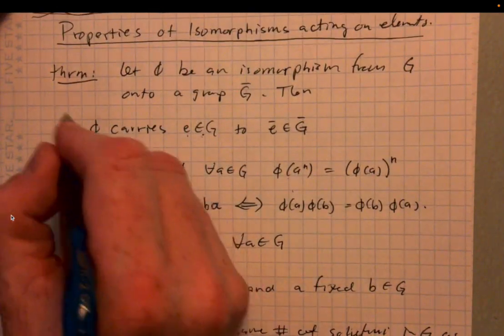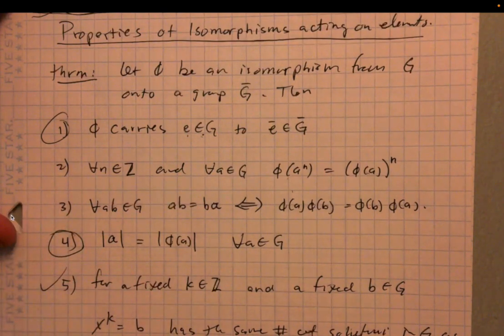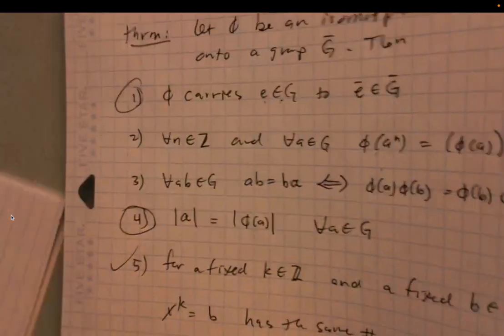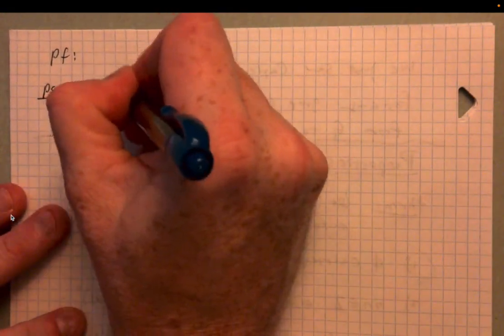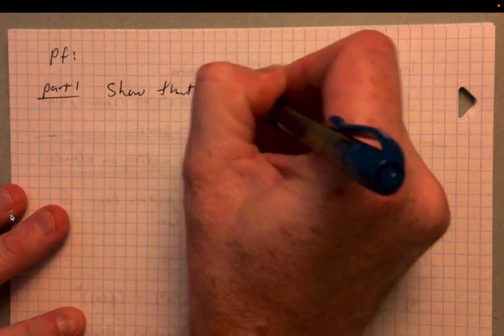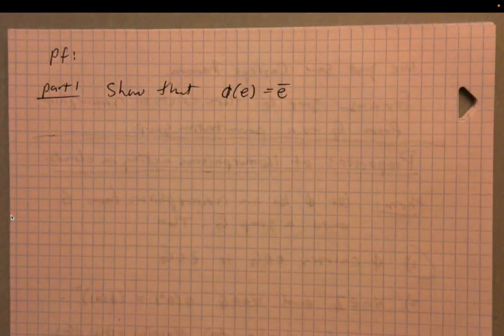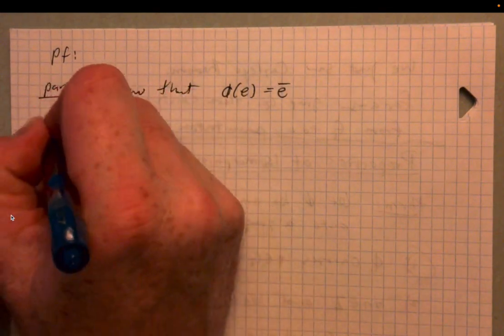Okay, let's come back to some of these, and let's prove a handful. I'm going to prove 1 and 4. These others can be done as well. Not super tricky, but let's just take a look at 1 and 4. Start with part 1. For part 1, we need to show that phi of E equals E bar, where E is the identity in G and E bar is the identity in G bar.